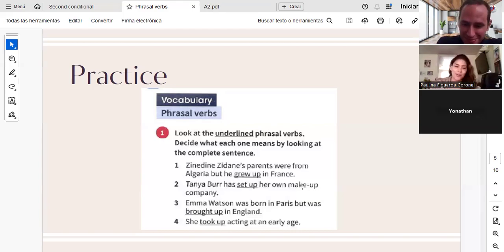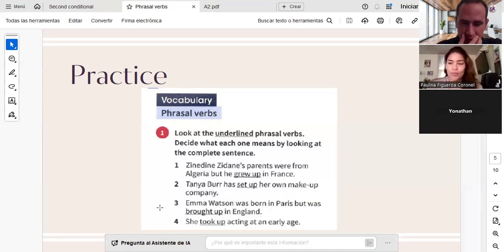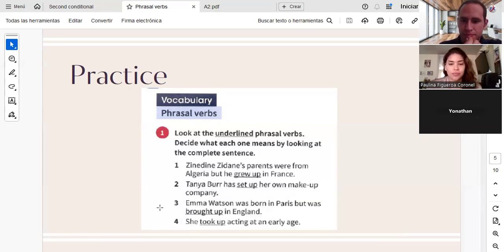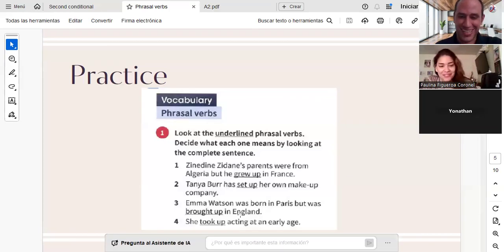Jonathan, next one. Okay, Emma Watson was born in Paris, but was brought up in England. What do you think? It's similar to this one, to grow up. Como que se desarrolló, puede ser. You're so close. Paulina, what do you think? Podría ser lo mismo, como que creció en... You're close. Se crió. Ah, se crió. Okay, grew up, crió. Okay, well done.